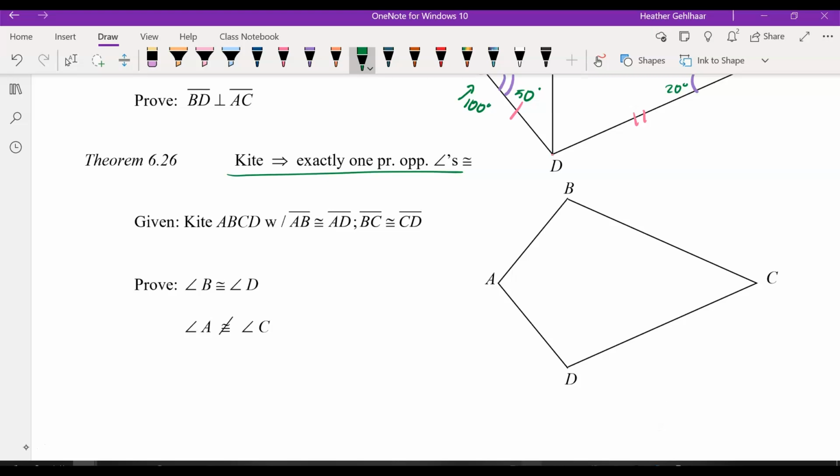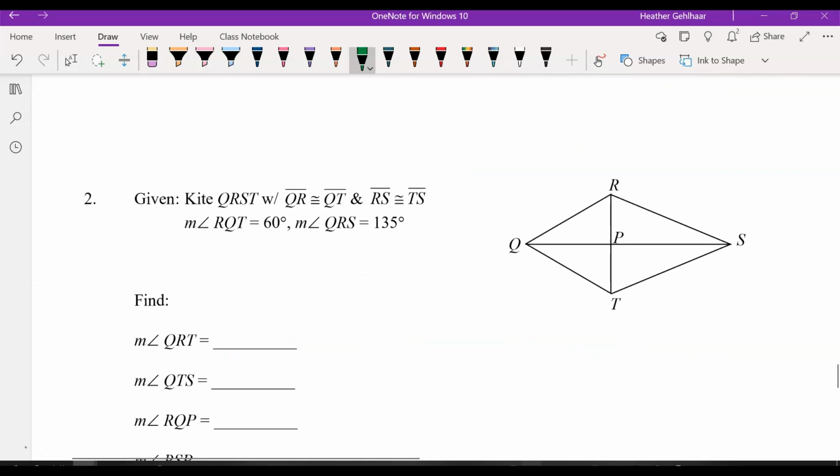Sorry, opposite angles are congruent. So the opposite angles that are congruent are angle B and angle D. These are the only two that are congruent. Angle C and A are not congruent. Remember, that is when we have that middle segment, if I can draw it straight, going down the center. If we were to fold this kite in half, these angles would be bisected. Okay? All right, moving on to these examples.